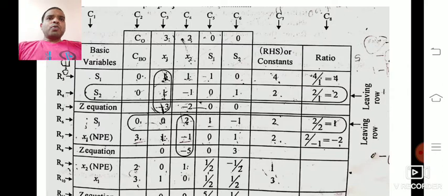That row we can call the leaving row. Leaving row means that row we don't consider in the further steps. In the ratio column we got the values 4 and 2. Among these values we select the minimum positive value, and for that positive value you encircle that row. That row you can call the leaving row.